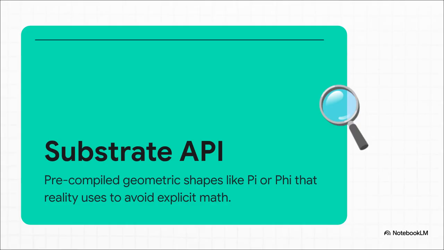And this brings us to an absolutely brilliant concept, the substrate API. Real mathematical constants, things like pi, the natural logarithm base e, or the golden ratio phi, they aren't just human inventions. They're fundamental, free solution grooves literally carved into the universe. The universe doesn't invent pi every single time a raindrop or a bubble forms, it just samples a stable attractor. These constants are pre-compiled geometric shapes. Reality uses them to totally bypass doing explicit math from scratch.